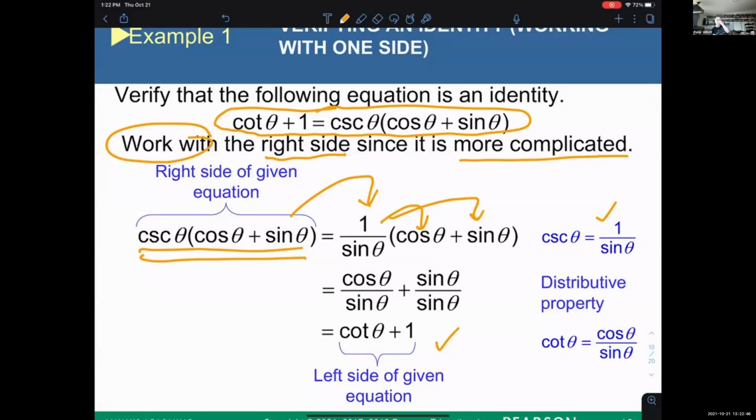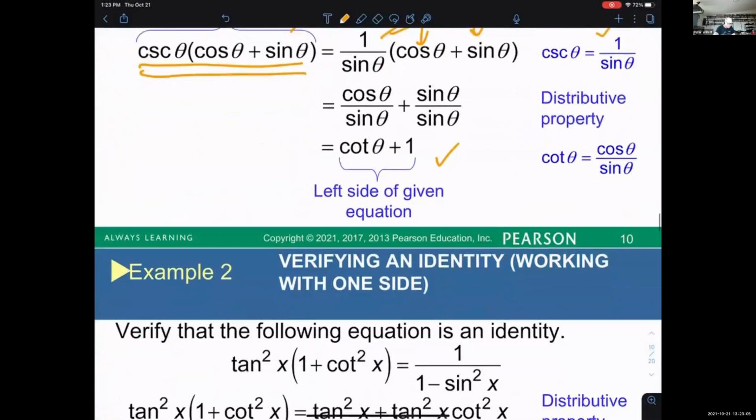Questions, comments, discussions about this? Anything here that is confusing I should explain better or elaborate on? All right, well, let's proceed. More of this to do.